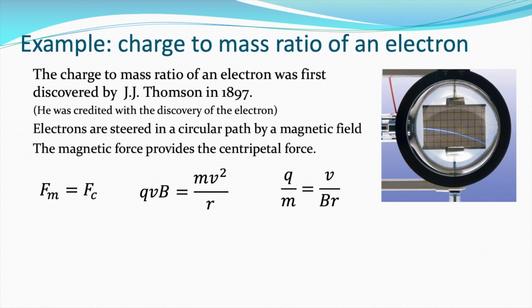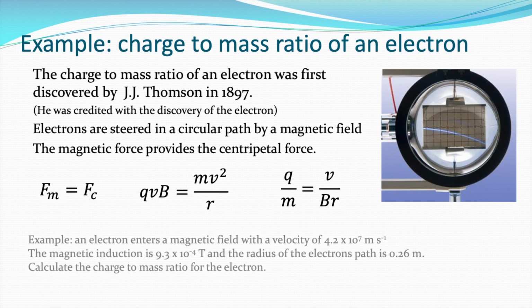Then if you know what the speed is, you know the magnetic induction and the radius of that curved path, you can work out the charge to mass ratio of the electron. The example at the bottom there: an electron enters a magnetic field going at 4.2 times 10 to the 7 meters per second, the magnetic induction is 9.3 times 10 to the minus 4 tesla, and the radius is determined to be 0.26 meters. Calculate the charge to mass ratio for the electron. It works out to be 1.74 times 10 to the 11 coulombs per kilogram.